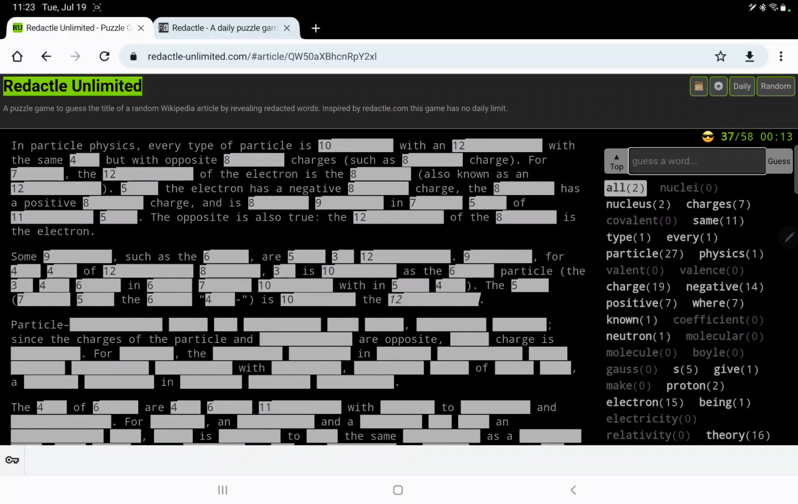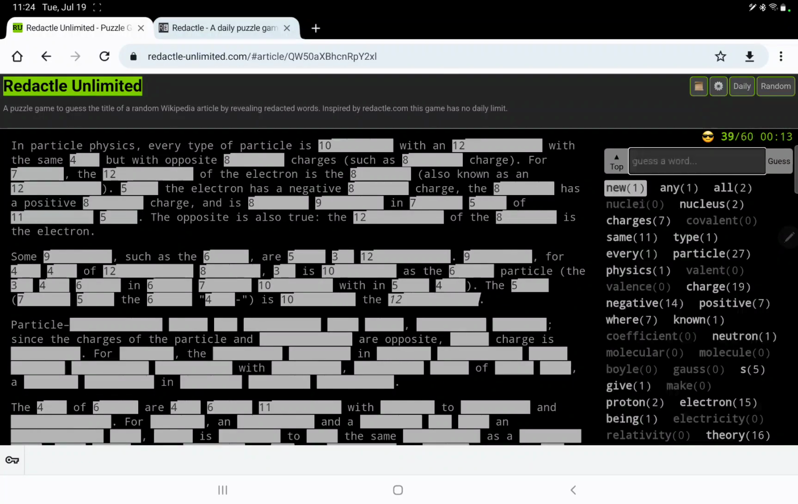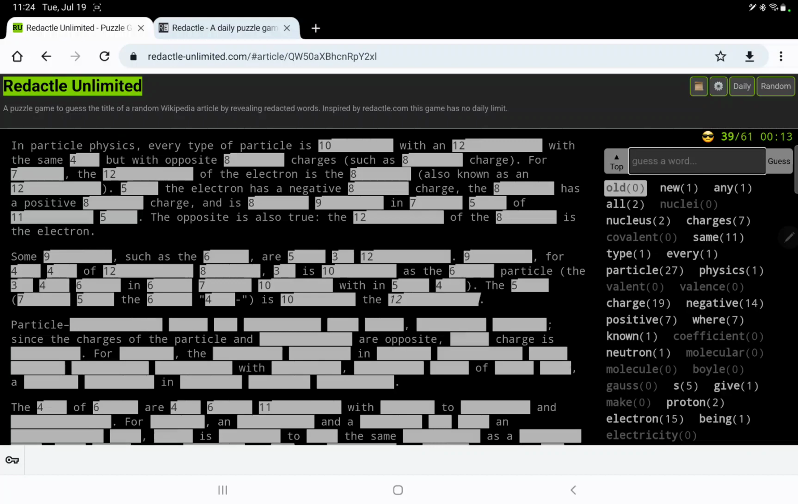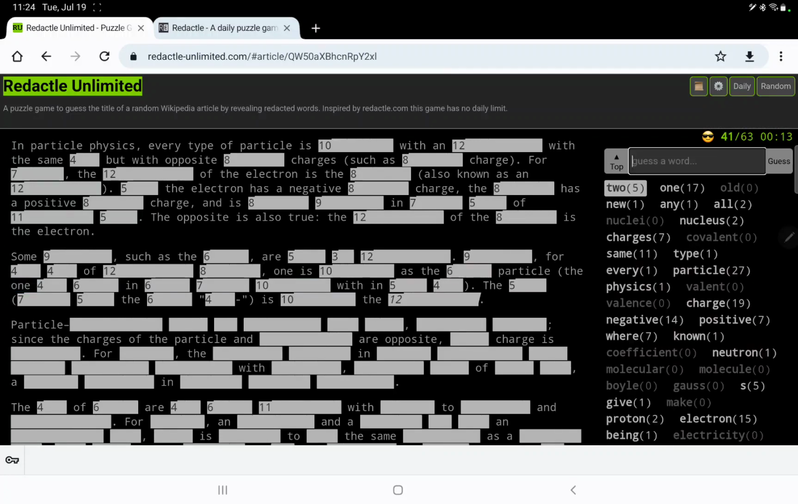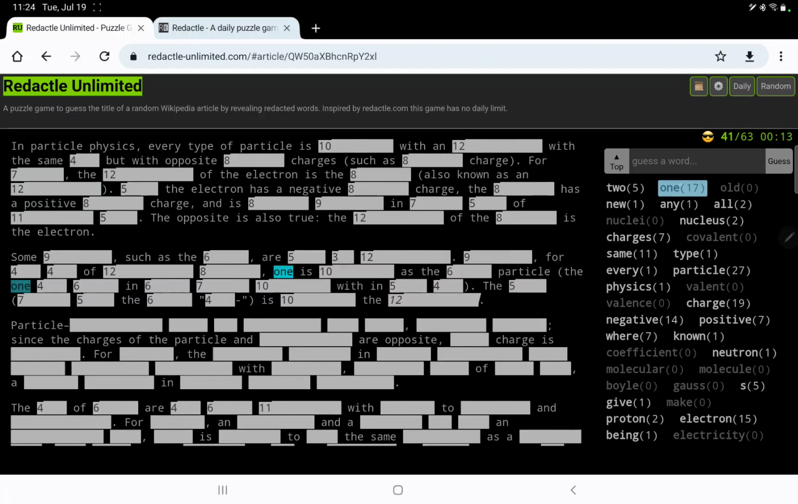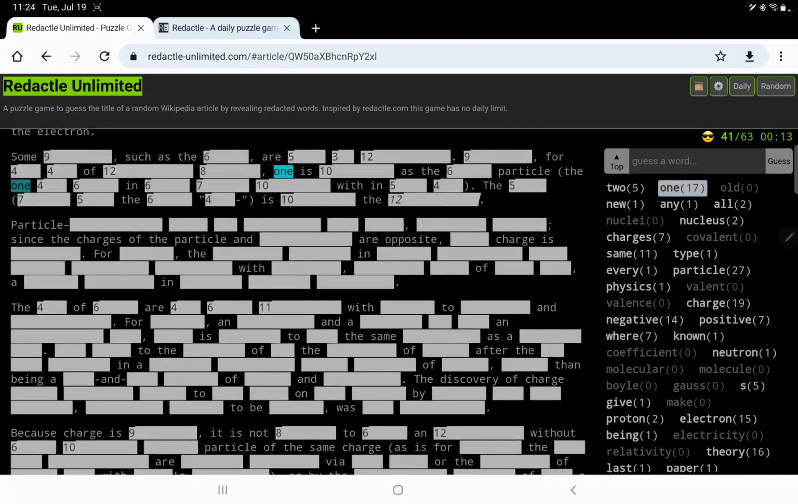Let's try some 3-letter words. All, any, new, old, one. Okay, some good lot of 1s. 2, not as many of that. 1 is 10 as the 6 particle. So I think 10, is that a fancy word for known?